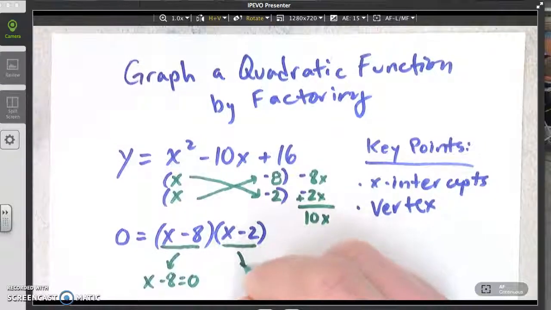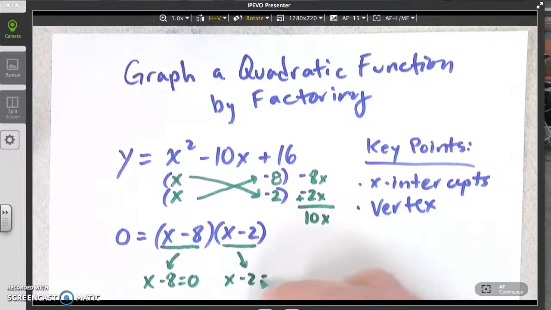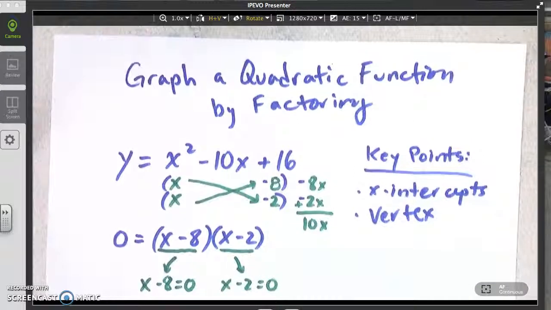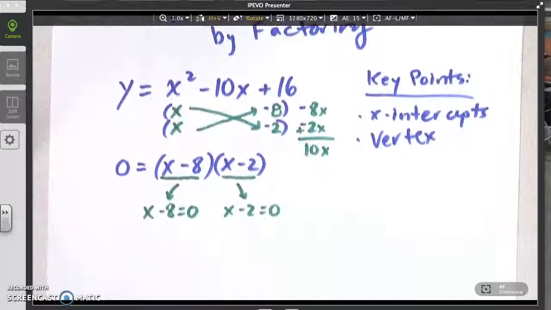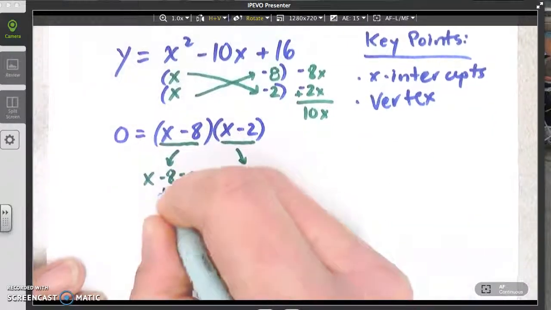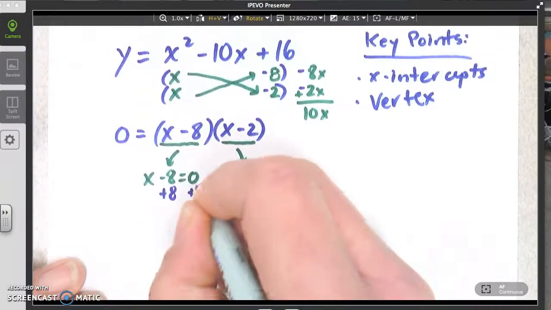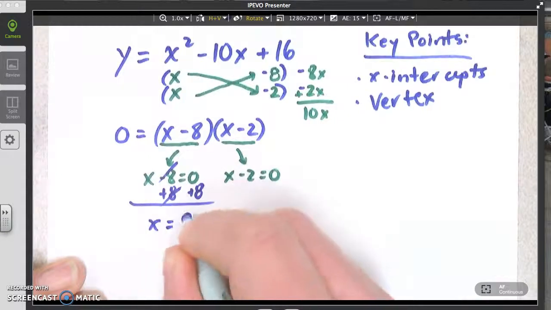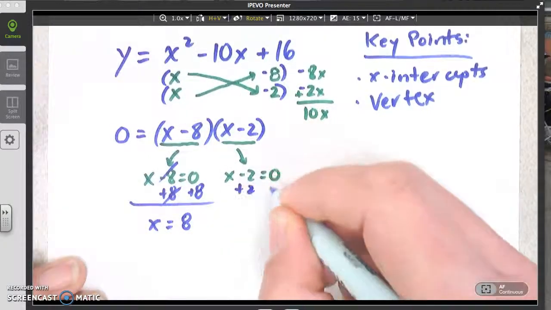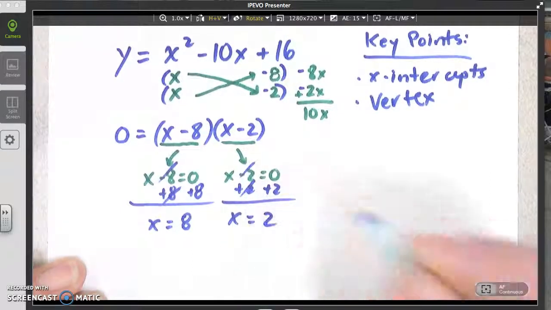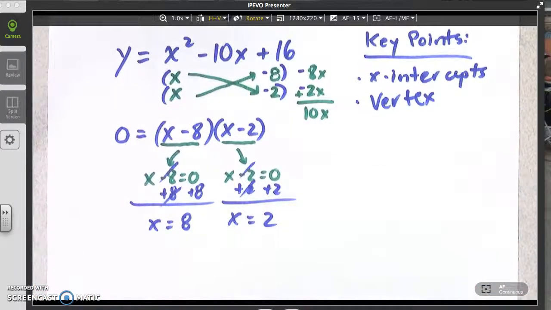So if we solve this by setting the factor equal to 0, that'll give us one intercept. Solve this by setting the factor equal to 0, that'll give us a second intercept. Let's move this down a little bit. Okay. Solving this is just a basic one-step equation. We add 8 to both sides. X equals 8. Add 2 to both sides. X equals 2. Those are our two intercepts.